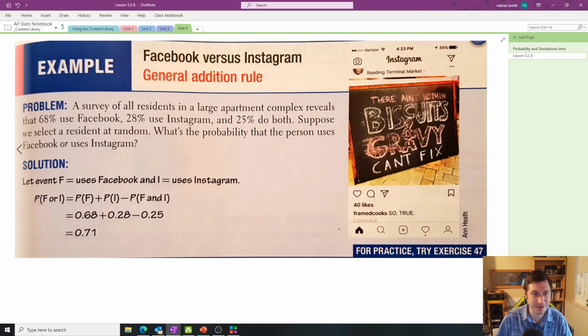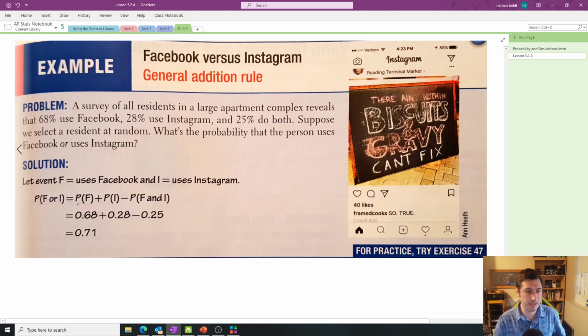Suppose we select a resident at random. What's the probability that the person uses Facebook or uses Instagram? So they could use Facebook, they could use Instagram, or they could use both. That's the general addition rule because there's definitely overlap between Facebook and Instagram. They are not mutually exclusive. Some people use both.